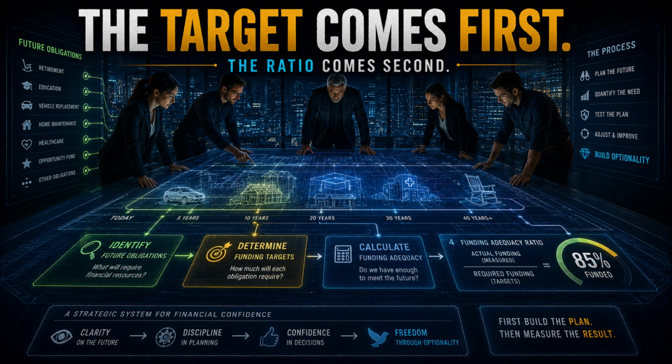Funding adequacy is not where the process begins. It is where the process ends. The sequence actually looks like this. Future obligations create funding targets, which create funding adequacy ratios. In Season 3, we focused on the final step. In Season 4, we are going back to the beginning. We are going to learn how to build the targets themselves.